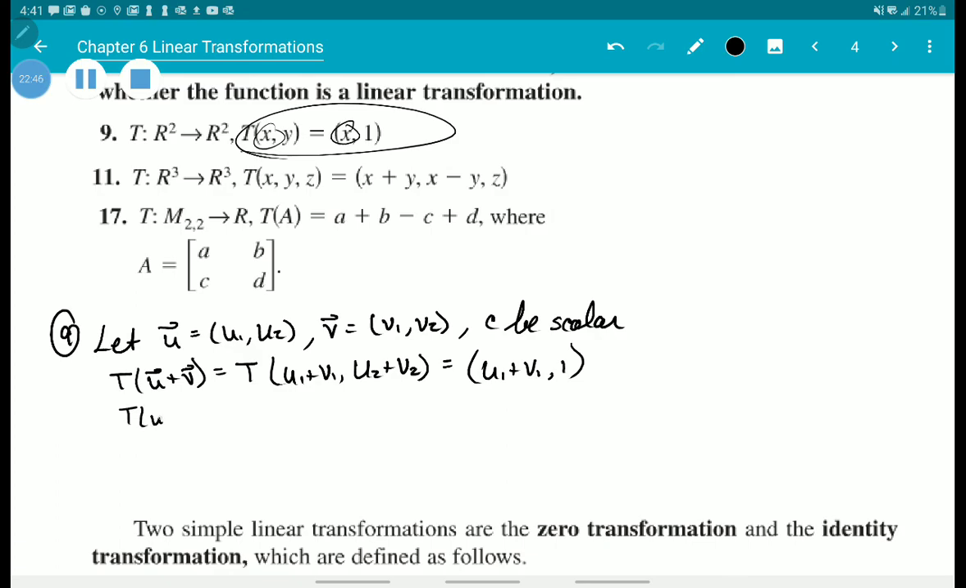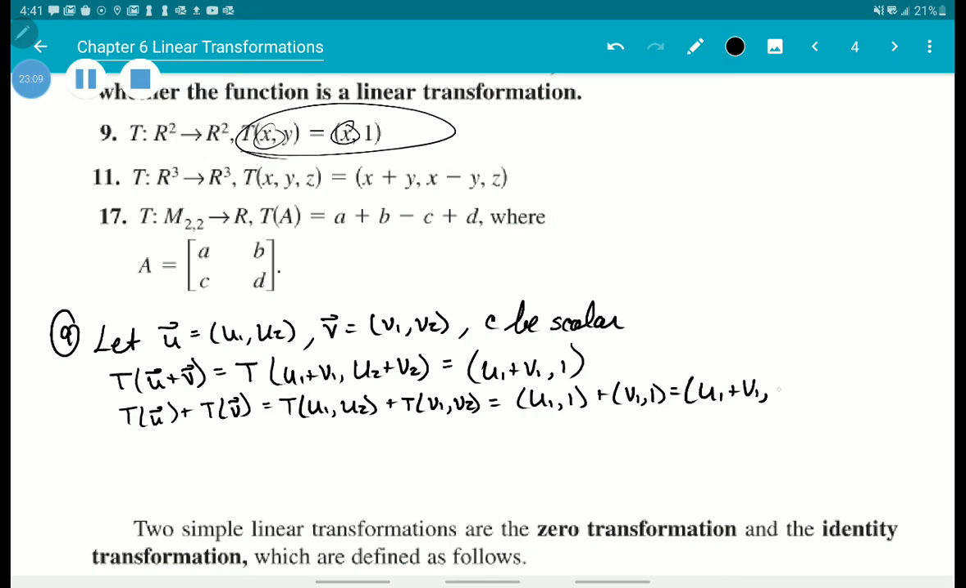So now let's look at T u plus T v. The transformation of u1, u2 plus the transformation of v1, v2. So that would be u1, 1 plus v1, 1, which would be u1 plus v1, and then we would get 2. But there's a problem, right? Because this isn't in that form. We have something completely different here. We're supposed to get a 1, we end up getting a 2. This just has all kinds of problems, which means no, this is not a linear transformation.